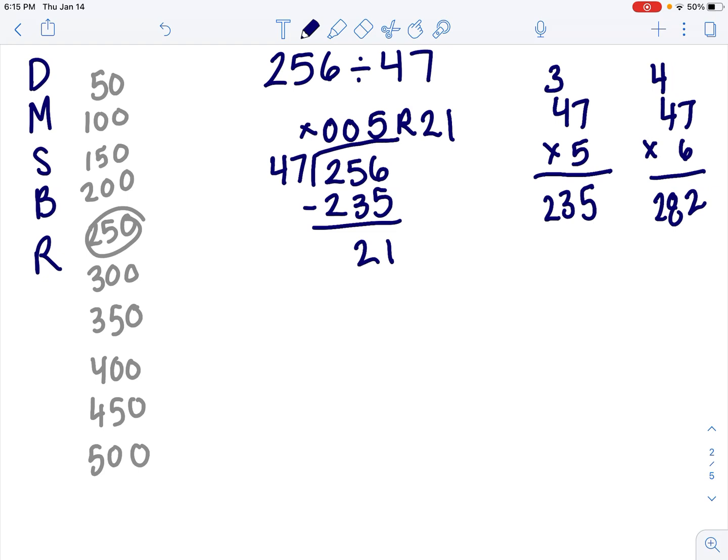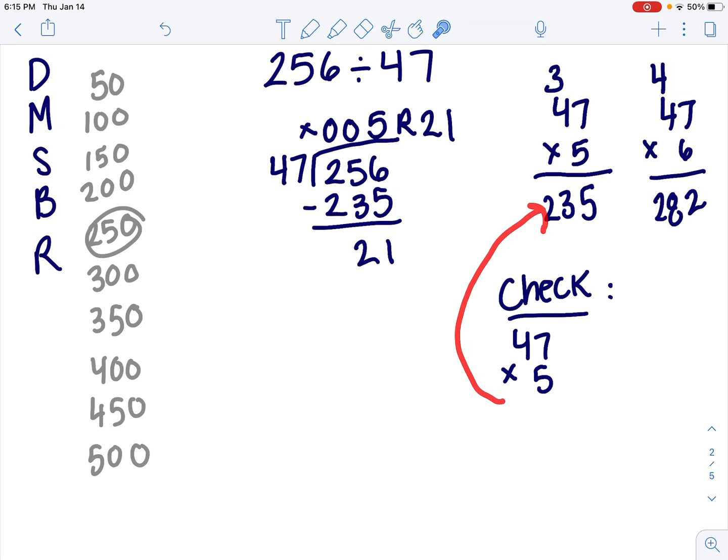But we still need to check our answer using the inverse operation of multiplication. So let's do the check. Remember, when we check, we take our answer, not the remainder part, just the answer part, and multiply it by the divisor. So my first step is to take 47 and multiply it by 5. 47 times 5. Well, I'm looking straight up here, and I see we already did the work there. We know that that is 235.